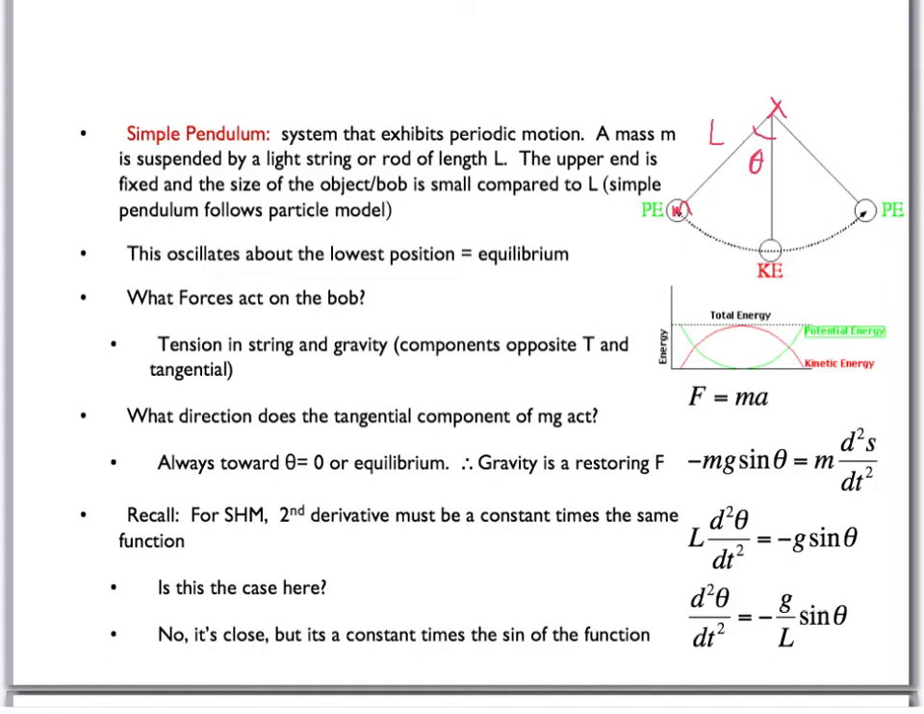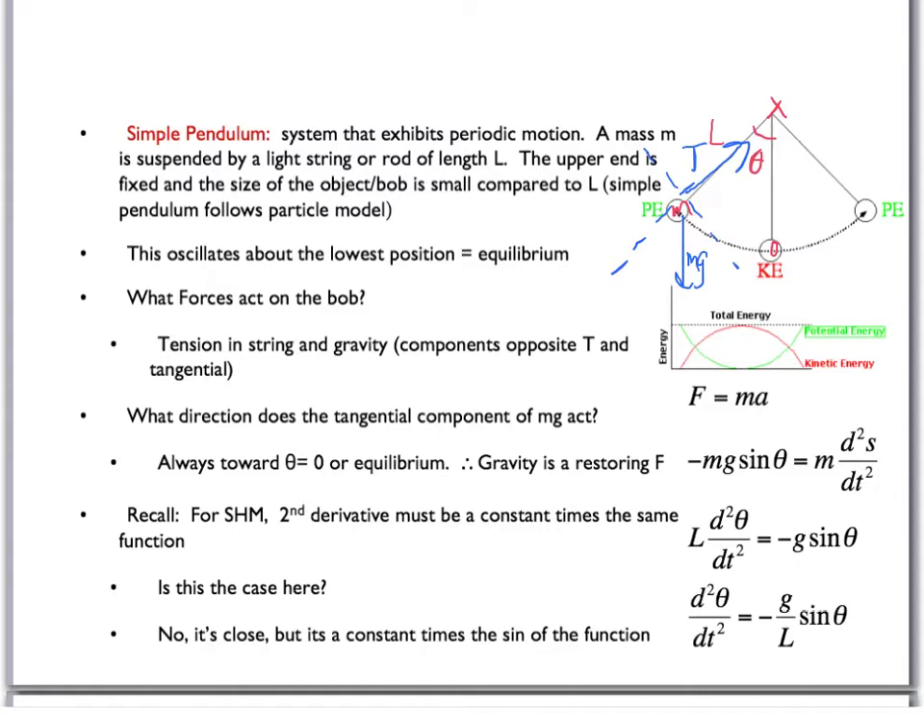Now, this would oscillate about its lowest position, which would then be considered the equilibrium position down here. So what forces would act on this pendulum bob? Well, of course, you would have the tension in the string pulling it up this way and gravity trying to pull it down. Now, notice that this gravity component would actually have pieces that are both along the line of the tension and tangential to it.